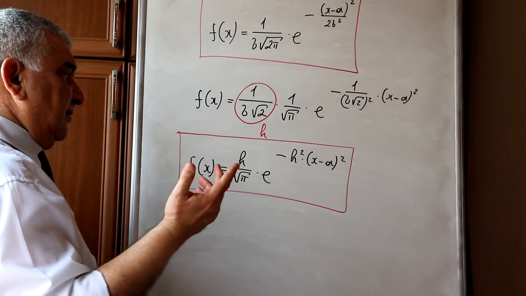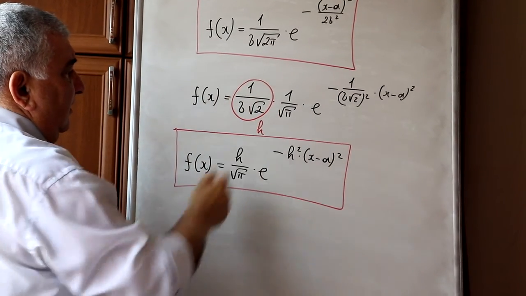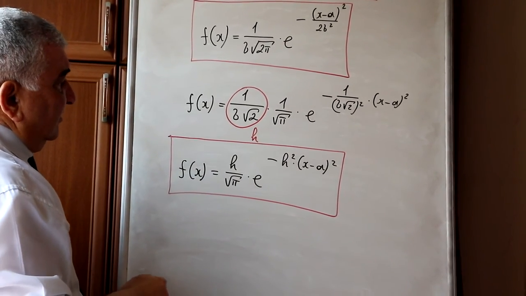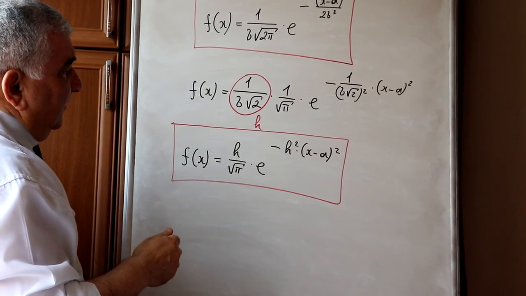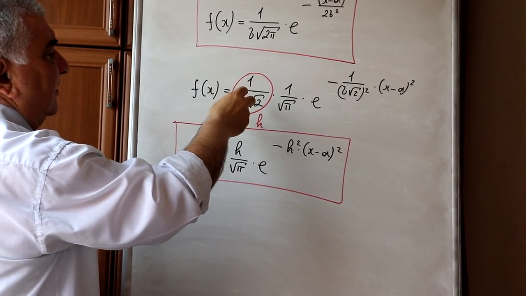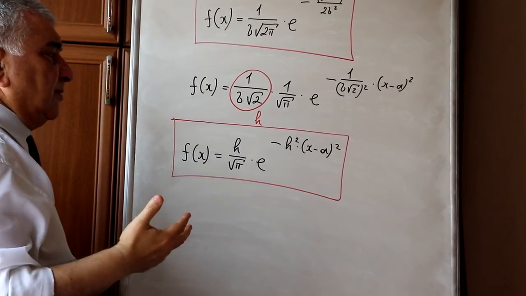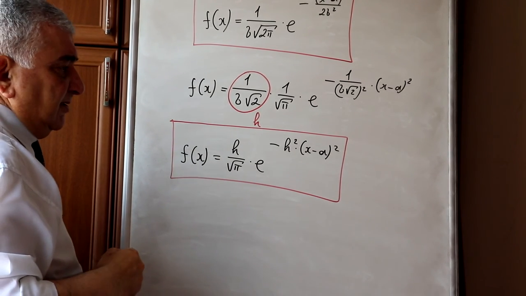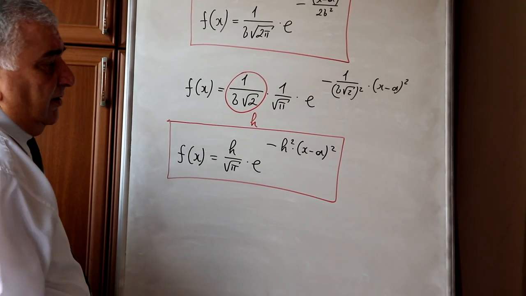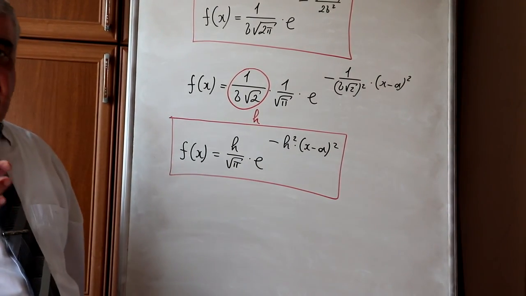It is accuracy measure, and we see from this formula that the greater h, the greater the maximum of normal distributive density, and the less the dispersion of probabilities.